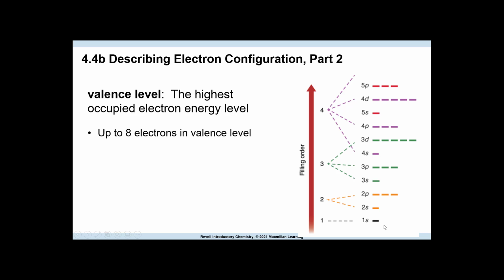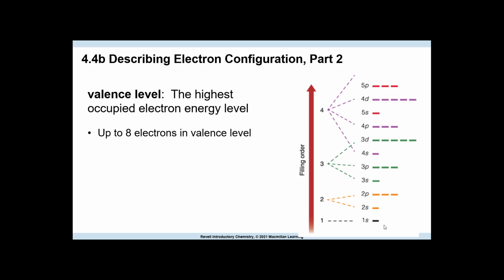Hi class, we are now on section 4.4b. We just finished 4.4a. 4.4a showed us how electrons occupy the energy levels and the sublevels that they do. Electron configurations are important because they help determine how an atom behaves. We haven't really covered that yet. That's what you're going to start learning here.